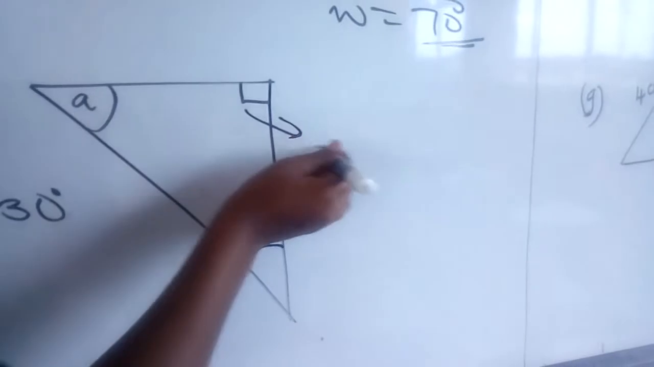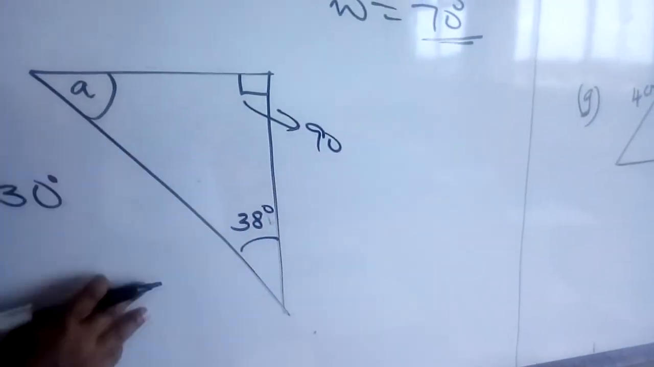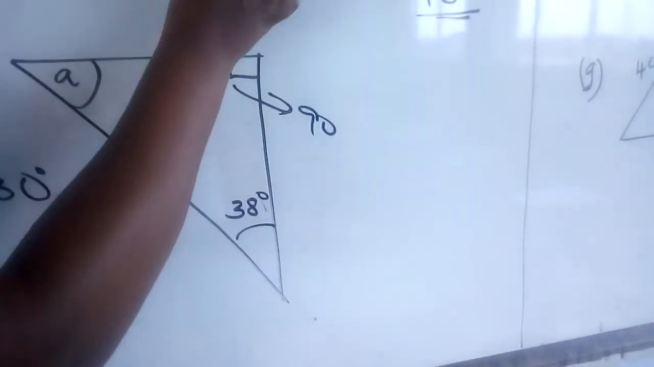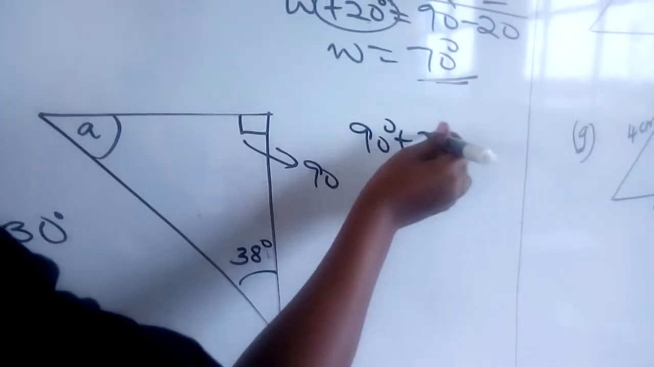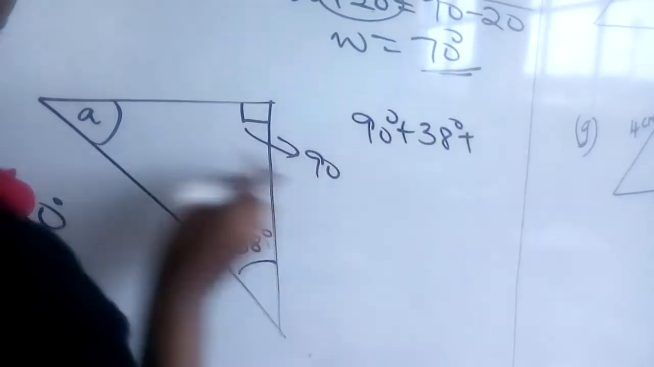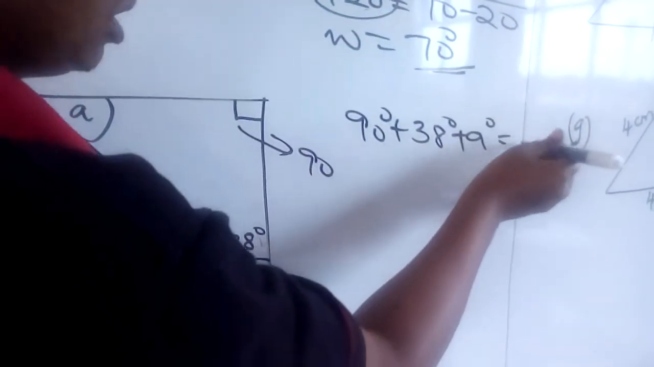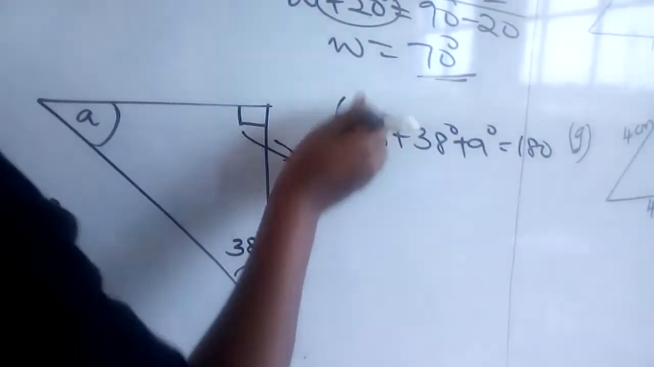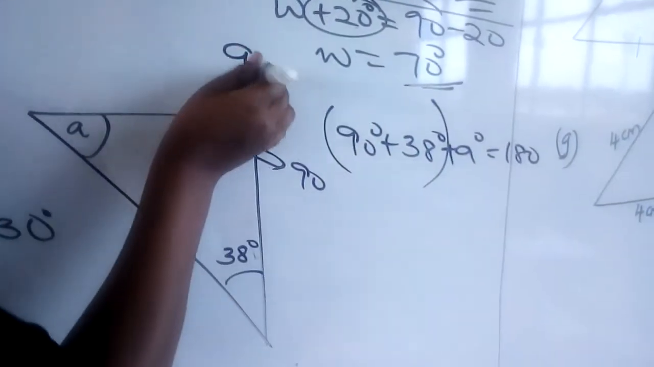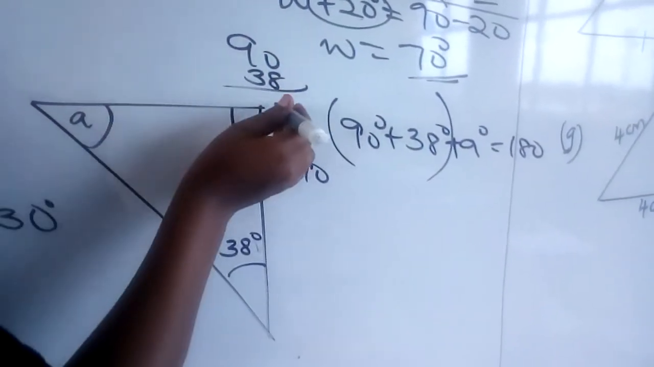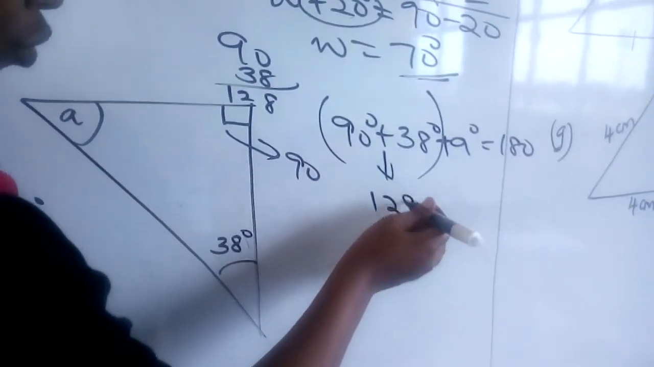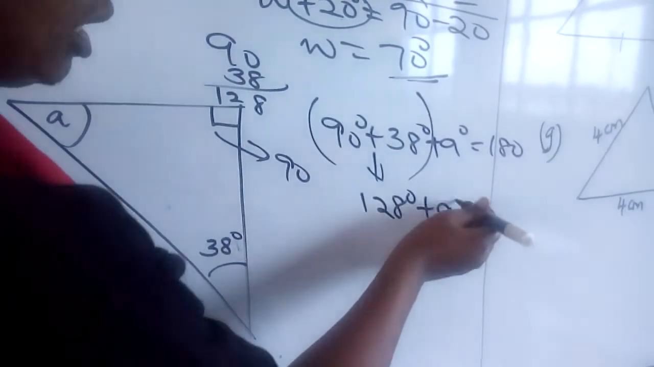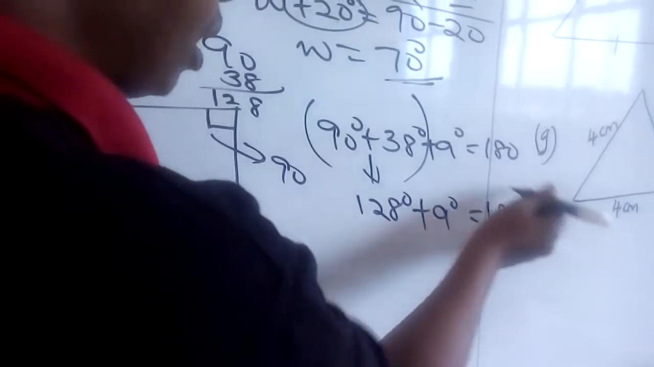We have our angle 90. So you have said you can use any of the methods. If you use the first one, then you can say 90 degrees plus 38 degrees plus our A degrees is equal to 180. Add these angles. So this is 90 and 38, this is 8 and this is 12. So these angles give us 128 degrees plus A degrees is equal to 180.